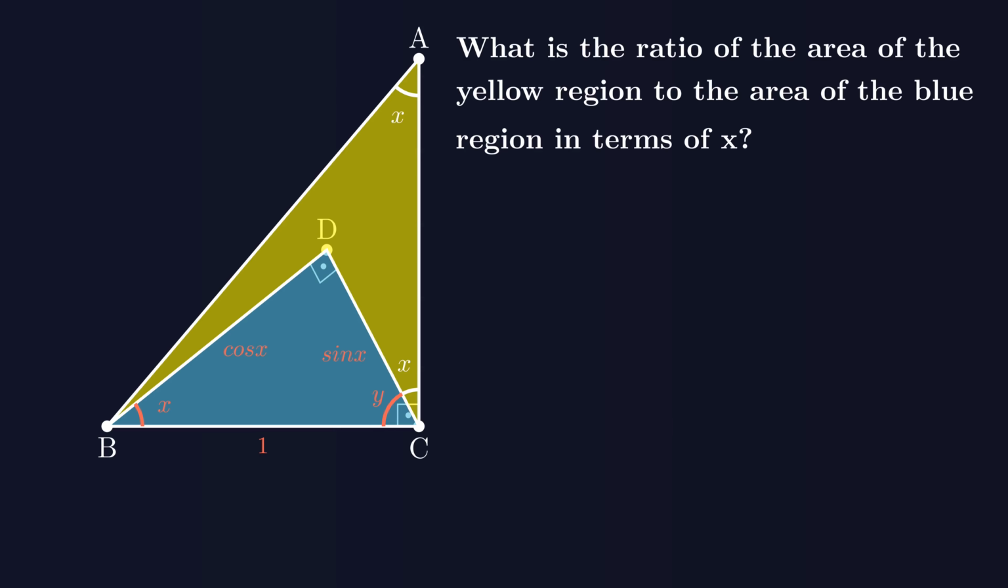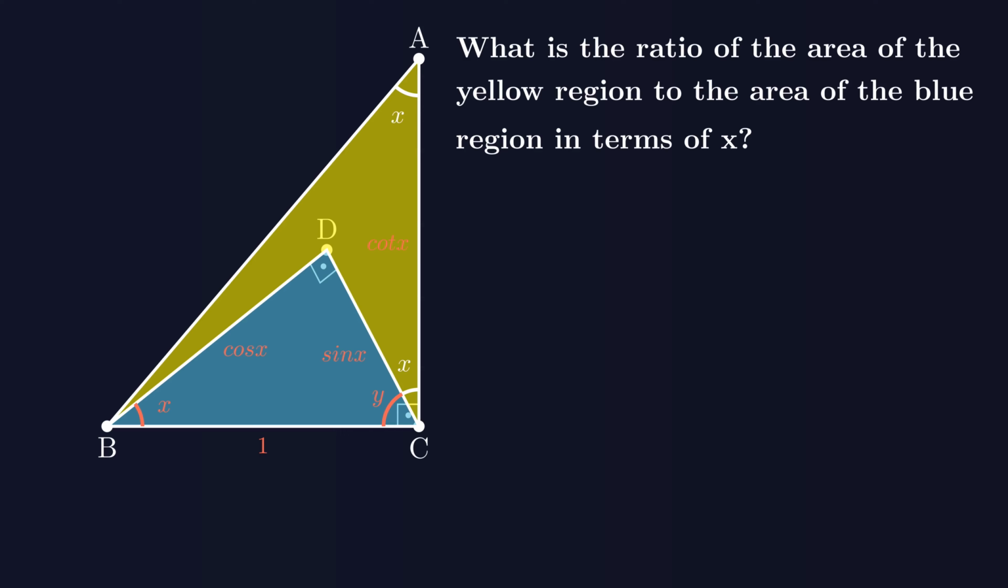What about segment AC? If you look at the larger triangle, triangle ABC, and if angle BAC is x, then AC would be cotangent x because cotangent is the adjacent side over the opposite side. And we already assumed that the opposite side is 1. Alright, now we have all the information we need to find the areas.